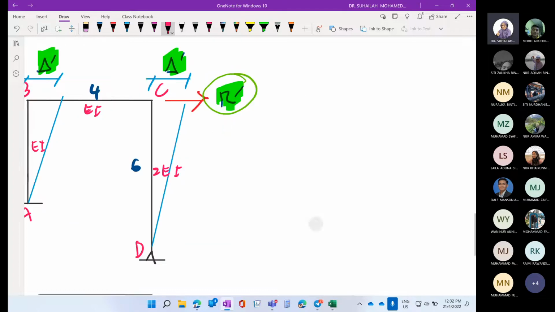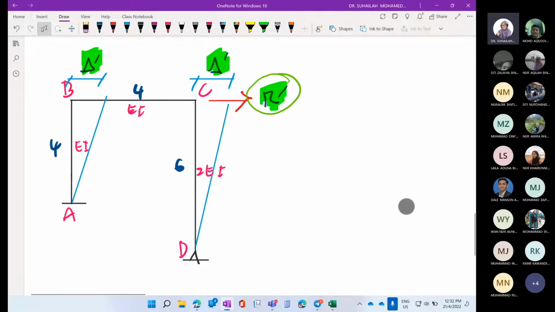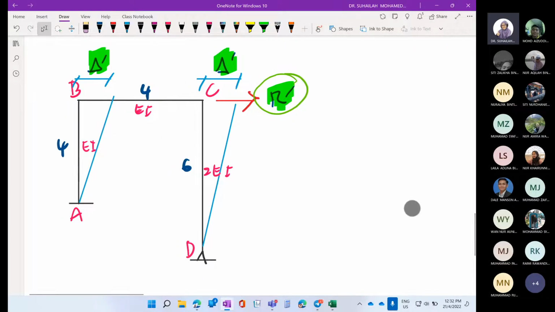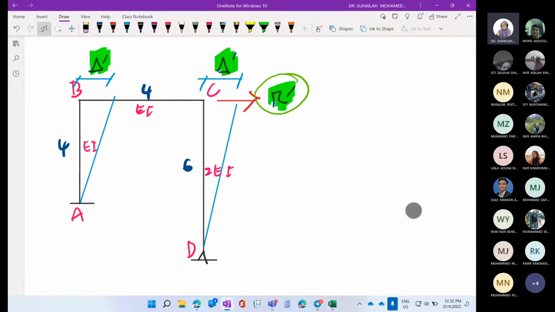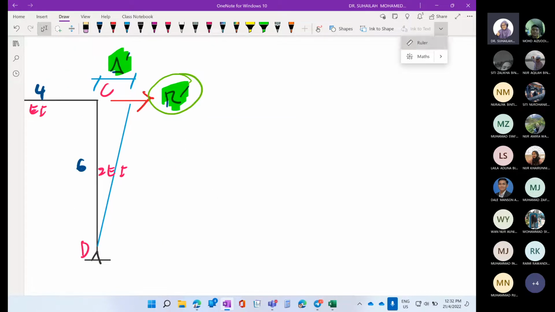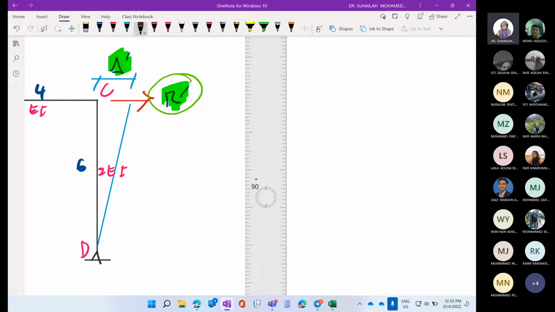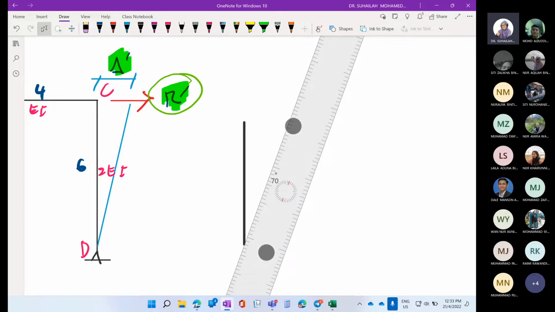Okay, we have to actually assume FEM for one member. So the member that we should assume FEM is only column. Sidesway relates with column. Beam will only follow wherever the column moves. So we have column AB. This is column AB.